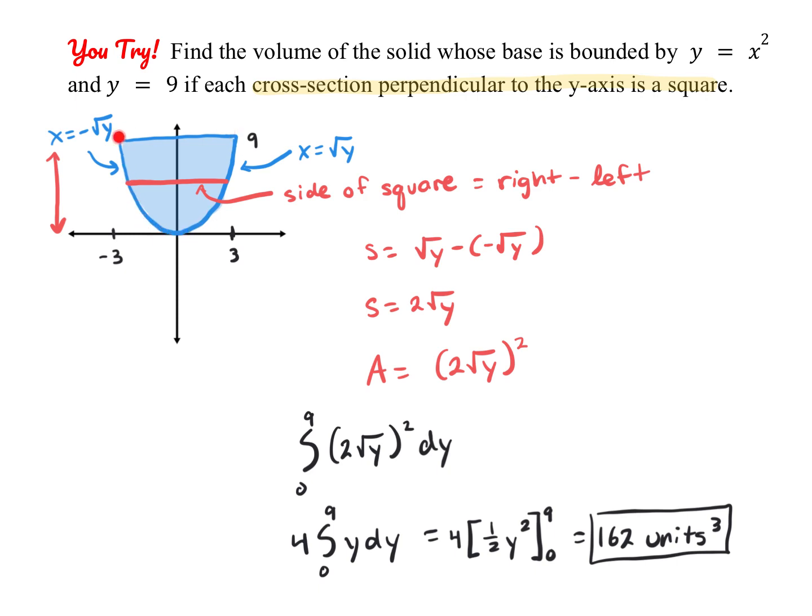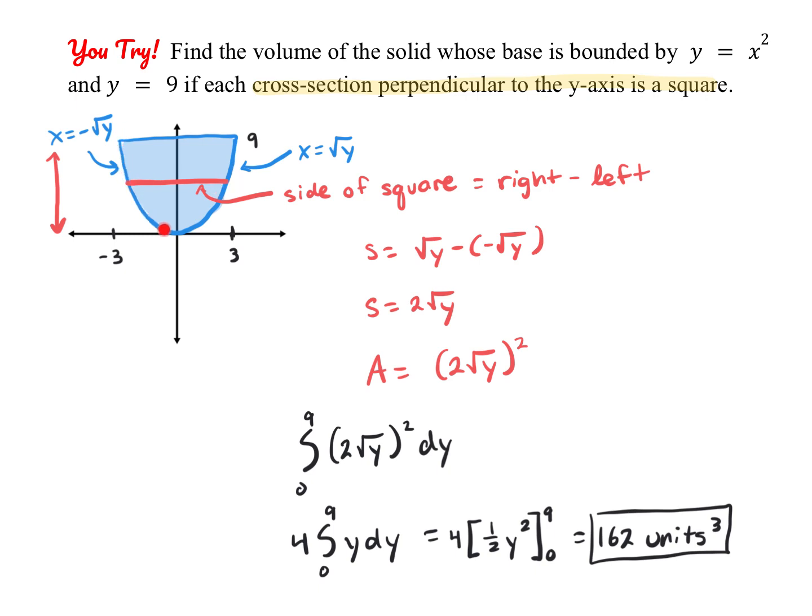So here's our bounded region. And it says each cross section is perpendicular to the y-axis, and each cross section is a square. So this length would represent the side length of our square. And to define this distance, we need to do the right minus the left.